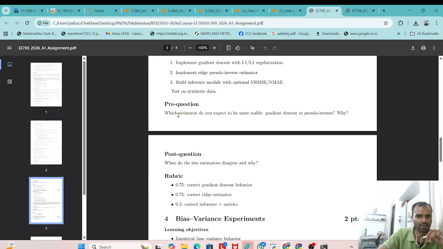What estimator do you expect to be more stable, gradient descent or pseudo inverse? And why? I have explained these things, right? What happened with the pseudo inverse, and what has happened with the gradient descent? So this is the pseudo inverse, that is the ill conditions, right?